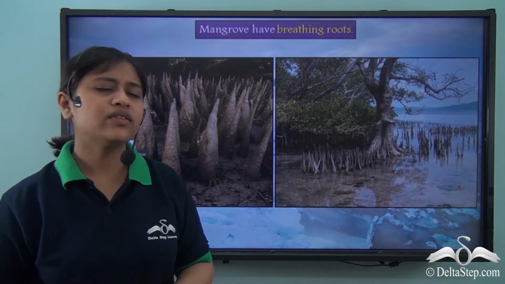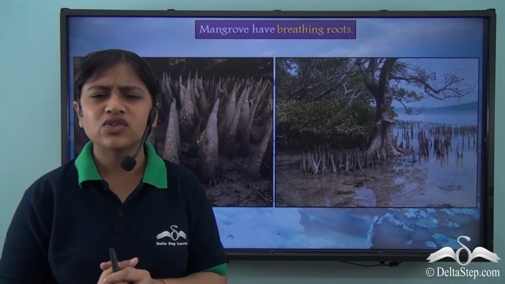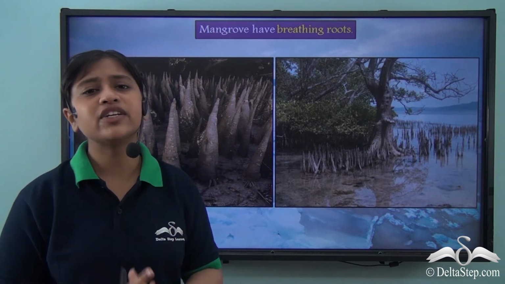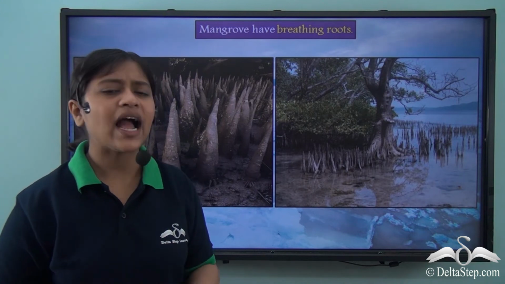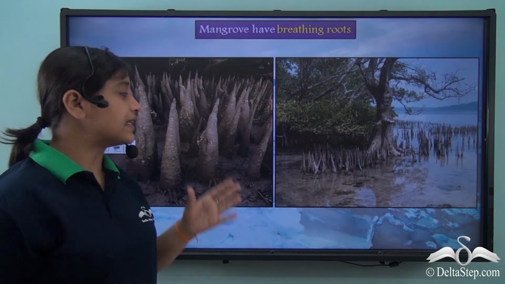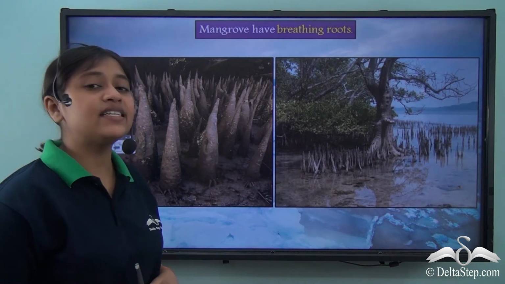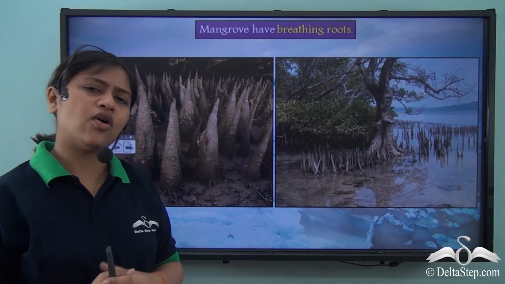Also, we must know that these mangrove plants have breathing roots. Why is it so? Because the soil in which they grow is saline in nature and does not have enough oxygen content. So as you can see here in these pictures, the roots come out of the surface of the earth and they take in oxygen. They breathe in oxygen to survive.